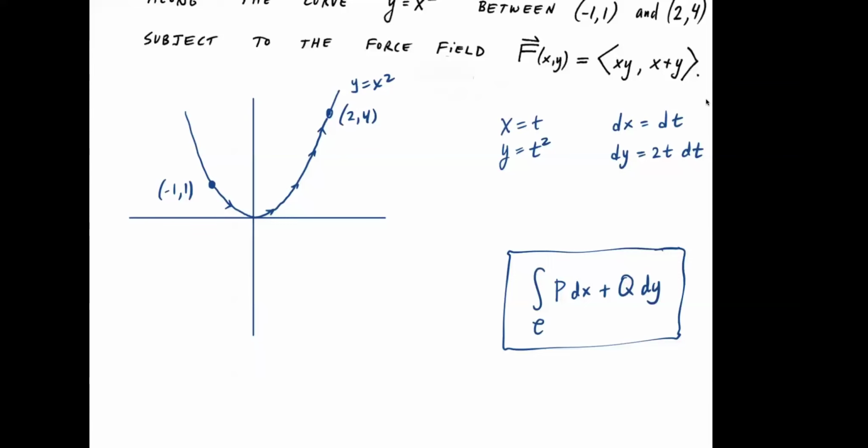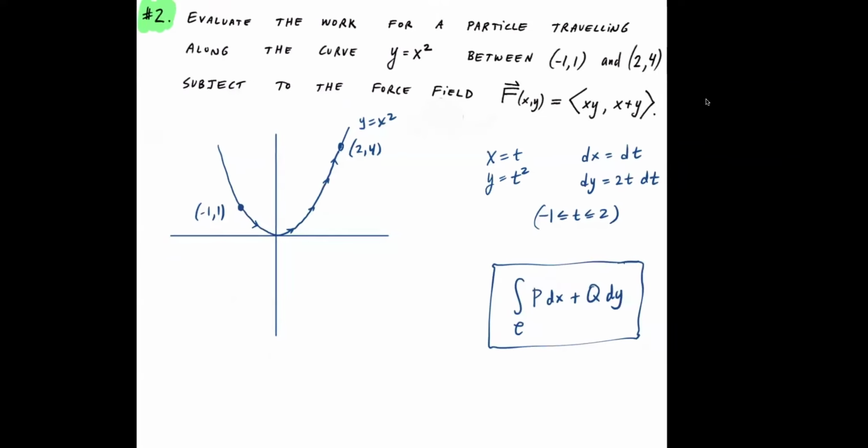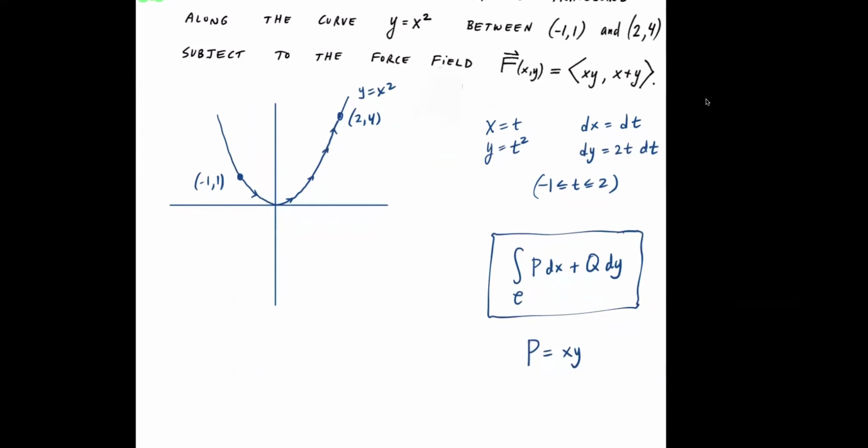Okay, and so we have now our parameterization. Our t value goes from -1 up to 2 with this parameterization. And what else do we know? Our function p is equal to the function xy, and q is the function x plus y. So this is actually all you need to set everything up.